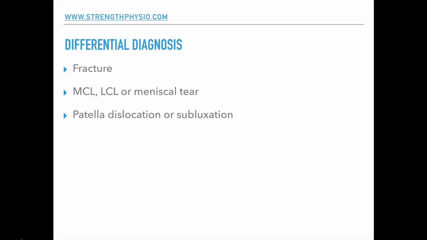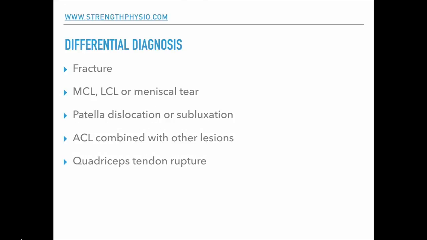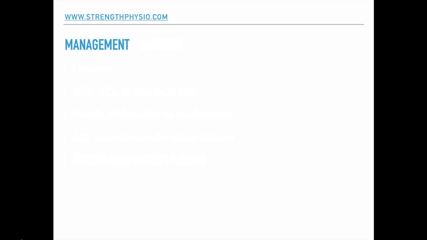So differentially, you could see a fracture with these sorts of things. So again, you could get tibial plateau fractures with acute knee injuries. You're obviously thinking about your MCL, your LCL or meniscal tears. You could get patellar dislocations or subluxations with these sorts of things. And as I've said before, the ACL can well be combined with other lesions of the meniscus, MCL, etc. You can also have things like quadriceps tendon ruptures, which could have a similar mechanism of injury, but are more rare, and will have other things that you would expect to find with those sorts of conditions.